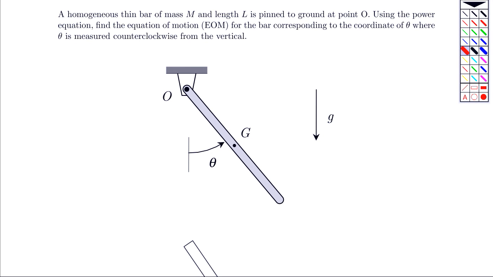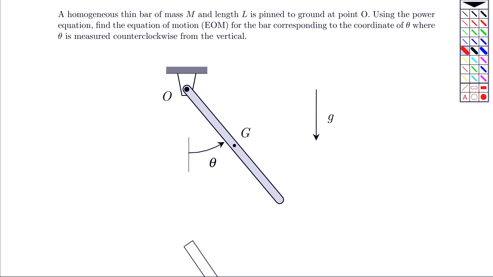In this example, we're asked to derive the differential equation of motion for the single degree of freedom system. The system's made up of a thin homogeneous bar. It's pinned to ground at O. And we're specifically asked to use the power equation to get to that point.